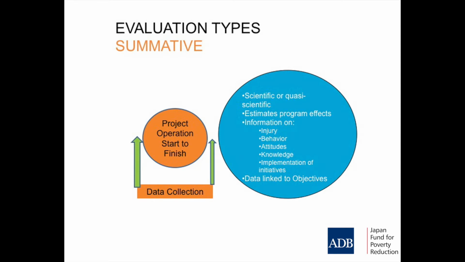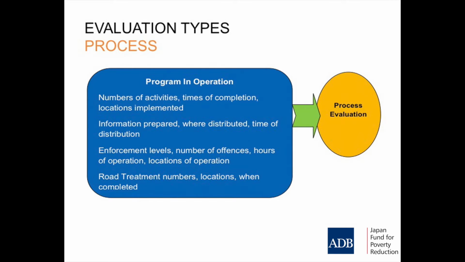You get information on the same things that you collected at the start of the program. Exactly the same. And that data is linked to the objectives. Here's an example of process evaluation. This is the programs in operation. What do you do? You collect information on the numbers or activities, the times of completion, what information was prepared and was it distributed to the organisations at the time, and was it distributed when we wanted to? What were the enforcement levels and were they undertaken at the same time?